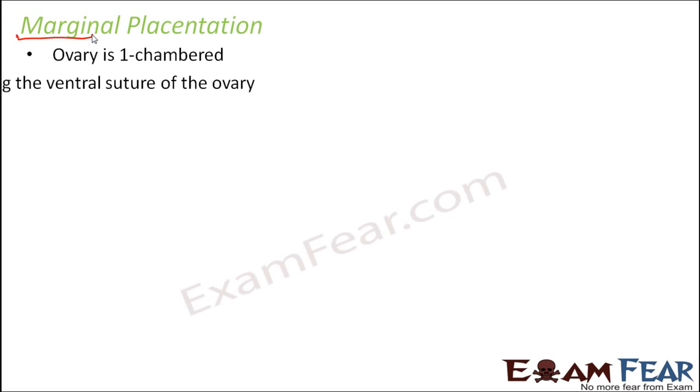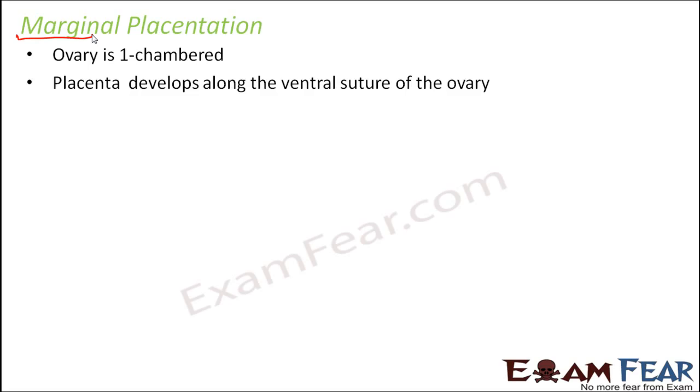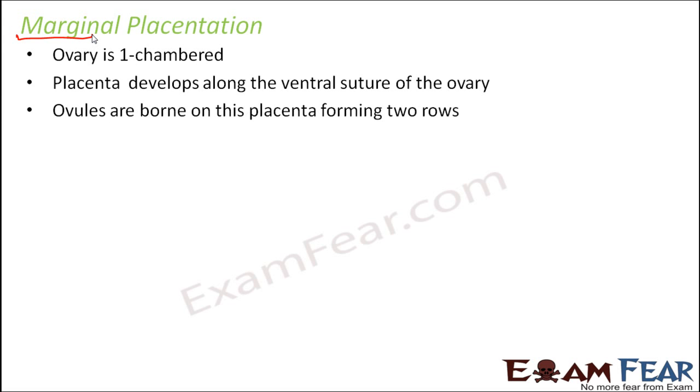So let us start with the first type, that is marginal placentation. The name itself gives us a hint. Marginal has something to do with the margin. Let us see what it is. Here the ovary is one chambered. So the entire ovary will be just one chamber. There is no division of chamber. Placenta develops along the ventral suture of the ovary. So it is just along one margin where you actually see the placenta. Ovules are borne on this placenta forming 2 rows.